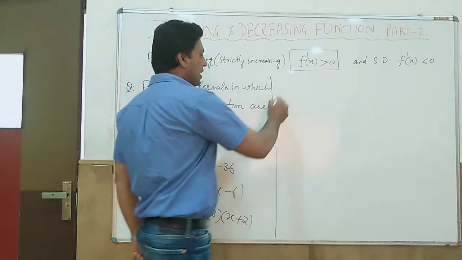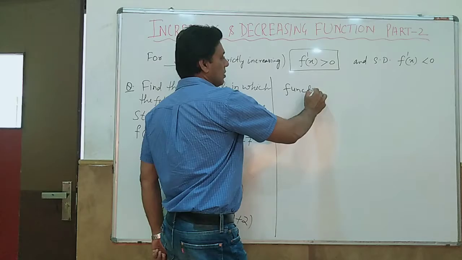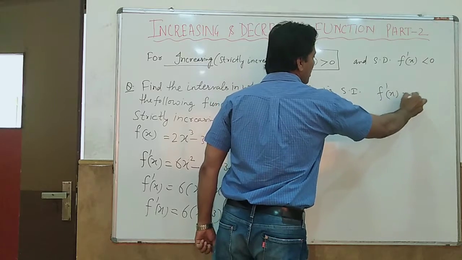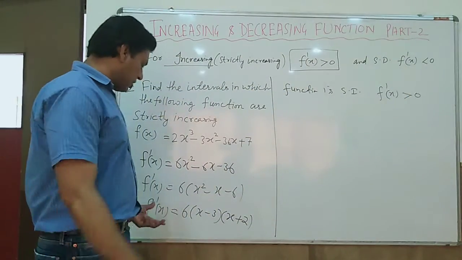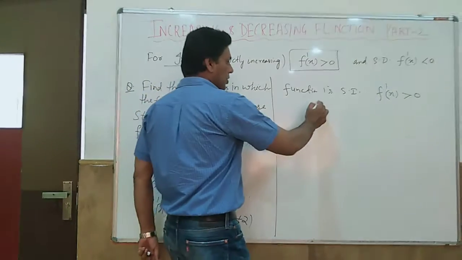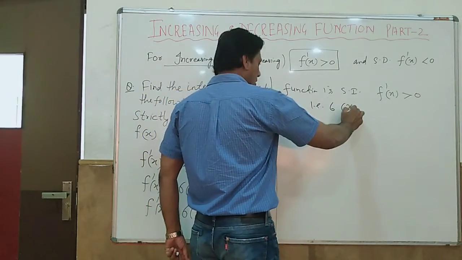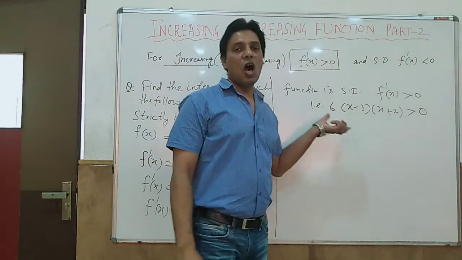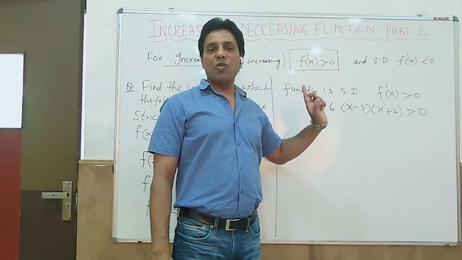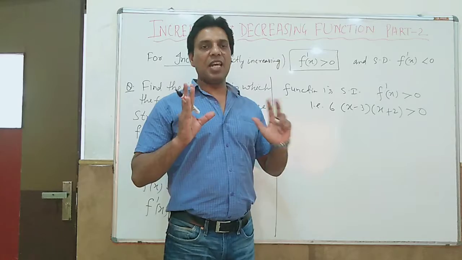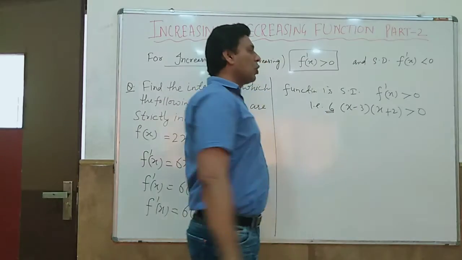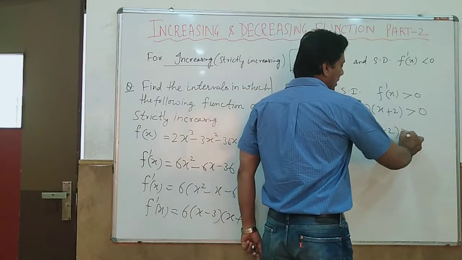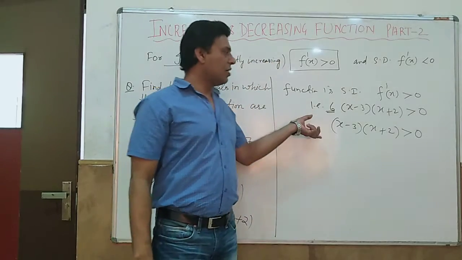Now you know that the function is strictly increasing when f dash x is greater than 0. This is the condition. So this is our f dash x. Now we will put 6 into x minus 3 into x plus 2 greater than 0. The law of inequality: if you are dividing any inequality by a positive number, the inequality sign will not change. So we are dividing both sides by 6, then we will get x minus 3 times x plus 2 greater than 0. Now the story will start.